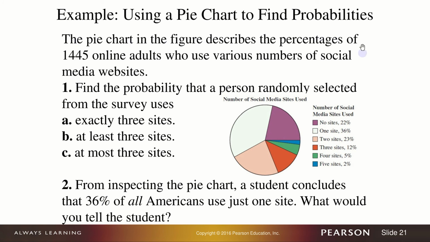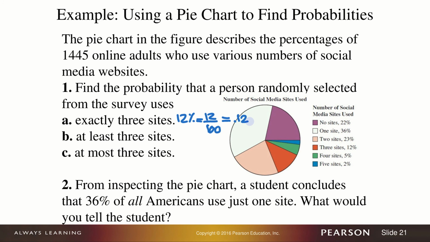Here's a pie chart that describes the percentages of 1,445 online adults who use various numbers of social media websites. Find the probability that a person randomly selected from the survey uses exactly 3 sites. So you come over here, you look at where the 3 sites is, and you can see it's 12%. So we're going to describe it as 12%. Remember, that's 12 over 100, which is 0.12.